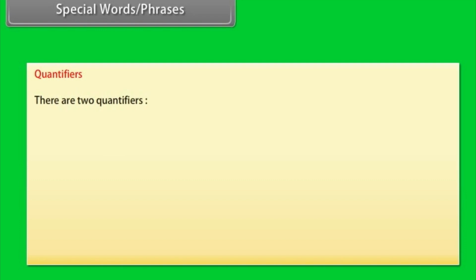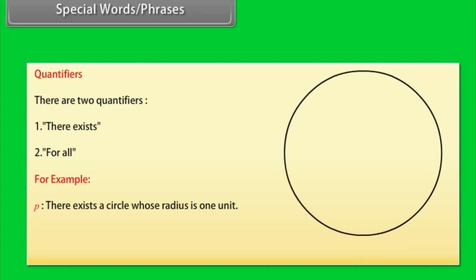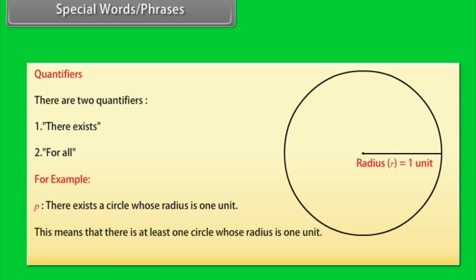Quantifiers. There are two quantifiers. 1. There exists. 2. For all. For example, P is a statement that there exists a circle whose radius is 1 unit. This means that there is at least one circle whose radius is 1 unit.